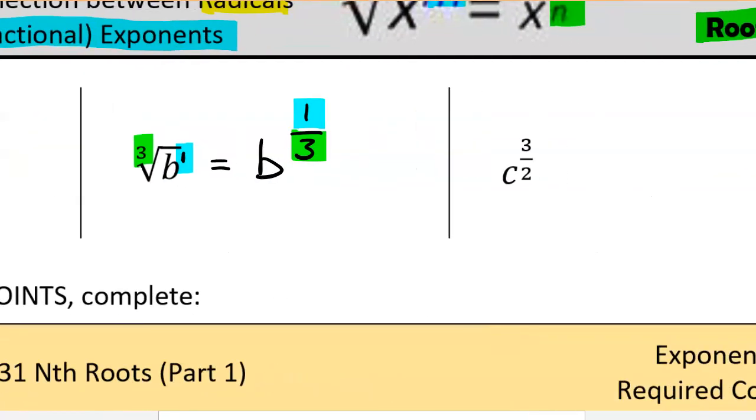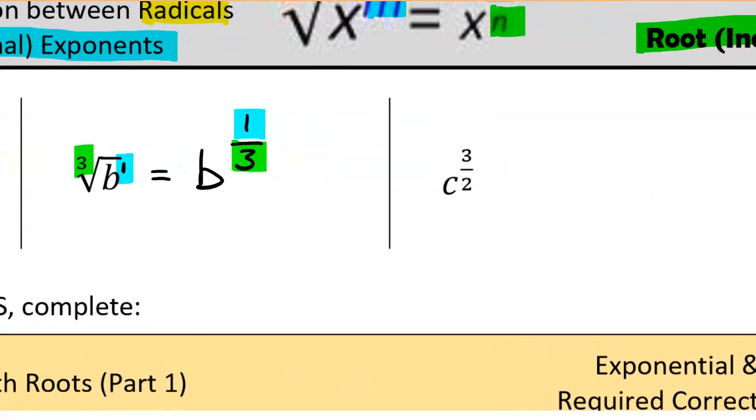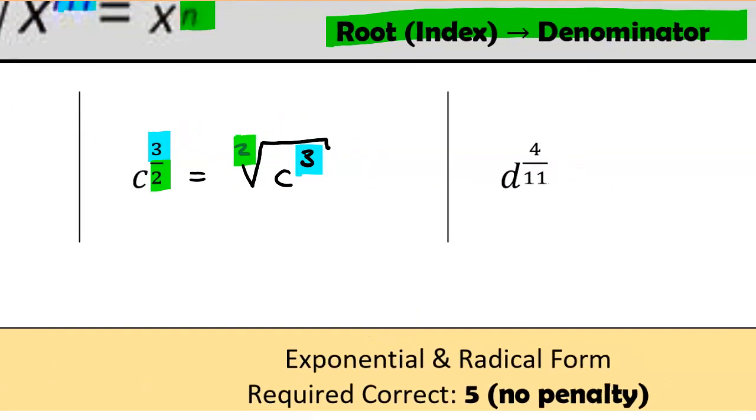We can go backwards with this notation as well. If I wanted to actually write this in radical form, we can then say, all right, I have a radical. Well, the exponent is in fact going to be 3, the numerator, and the index of our root is going to be 2, whatever the denominator of our fraction is. One more example here going backwards. I'm going to find the somethingth root of d raised to some exponent. Well, the exponent in this case is going to be 4, and the root is going to be 11. The 11th root of d to the 4th.